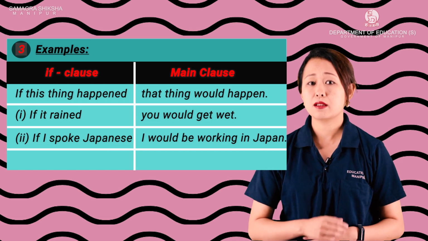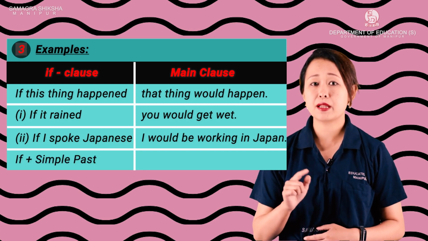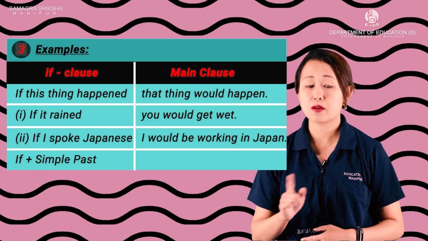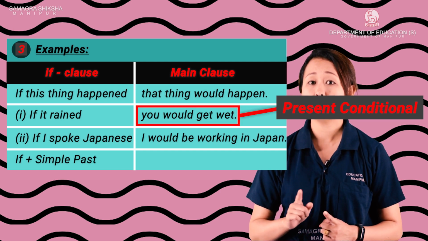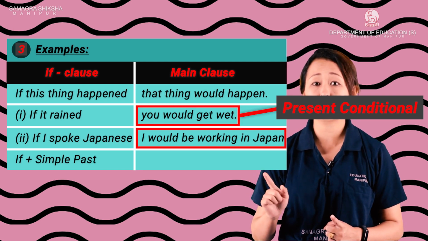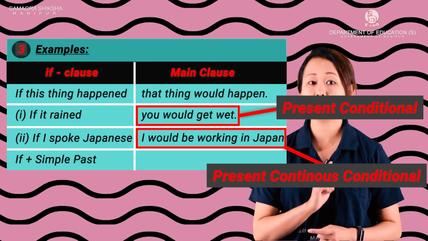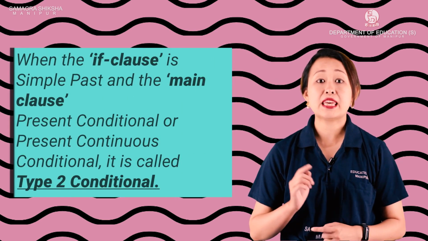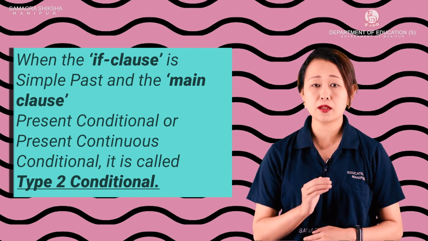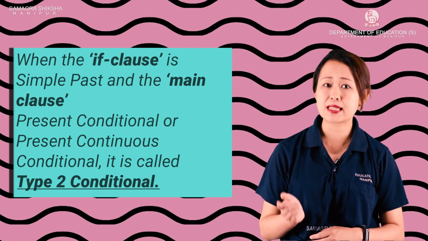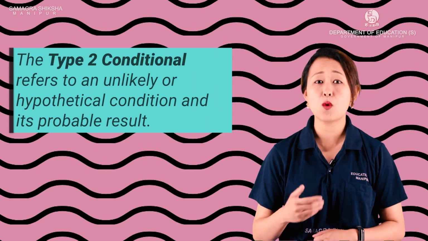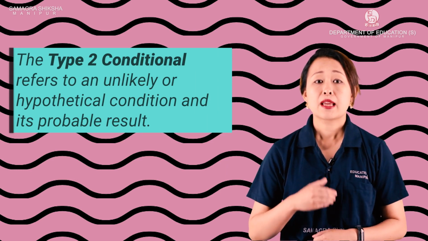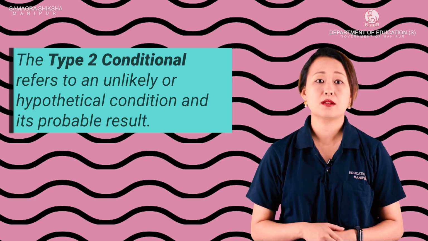Here we see that the if clauses are if plus simple past, and the main clause, the result, is present conditional. Would plus get is present conditional, and would plus be plus working is present continuous conditional. So, when the if clause is simple past and the main clause is present conditional or present continuous conditional, it is called type 2 conditional. The type 2 conditional refers to an unlikely or hypothetical conditional and its probable result.